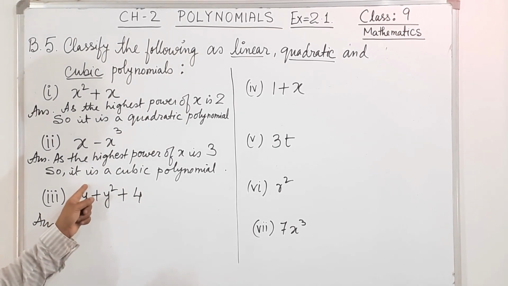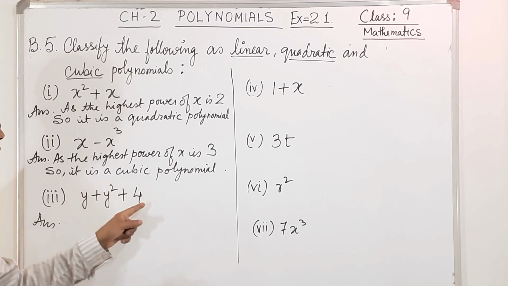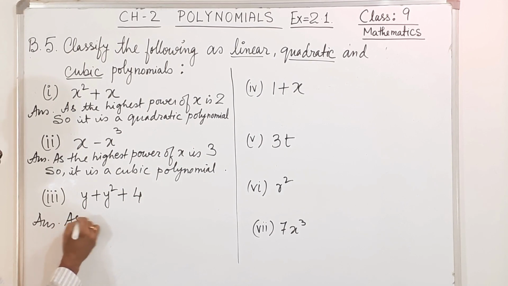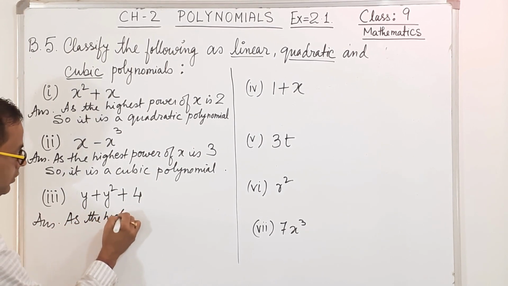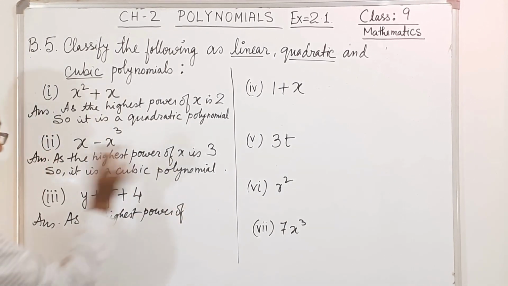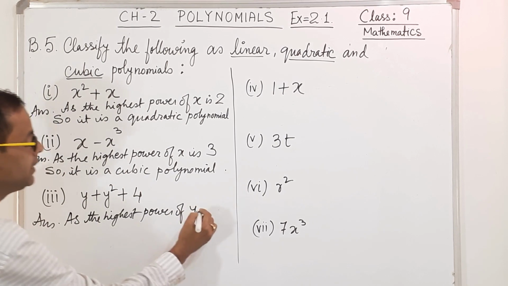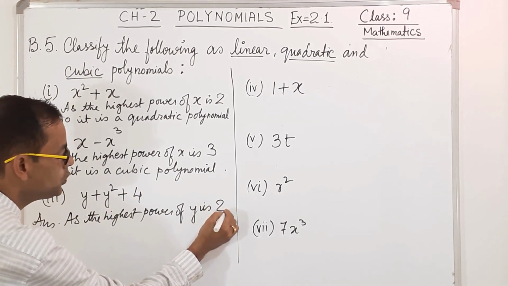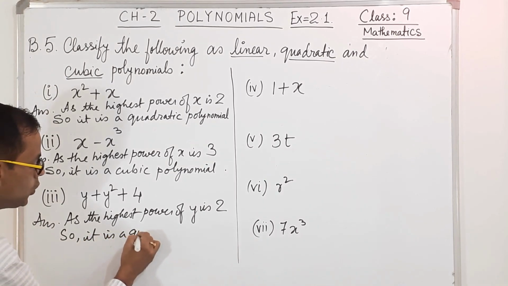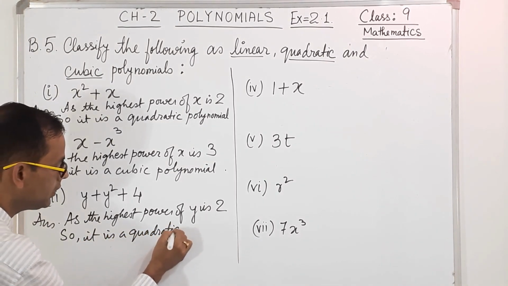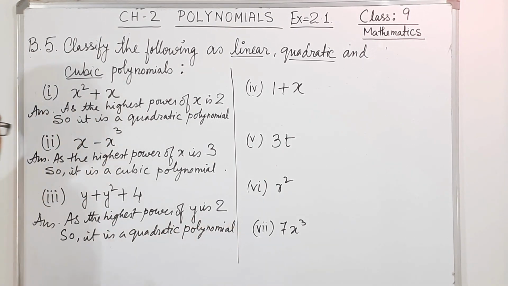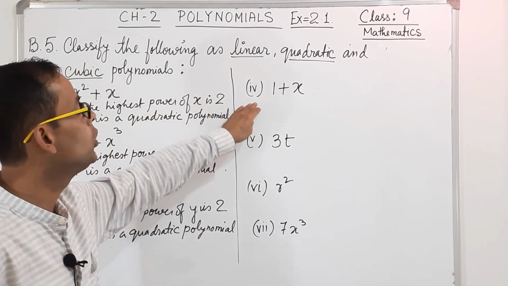Then question number Roman 3, y plus y square plus 4. That means y means y to the power 1, here y to the power 2, here nothing means y to the power 0. So highest power is 2. So what I will write? As the highest power of, not x, here it is y, highest power is 2. So it is a quadratic polynomial. Clear?